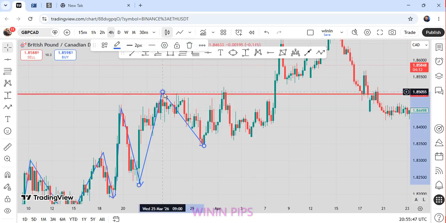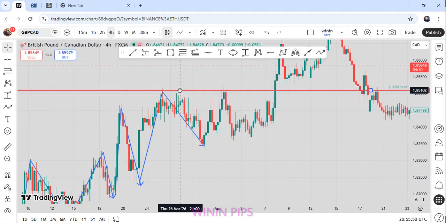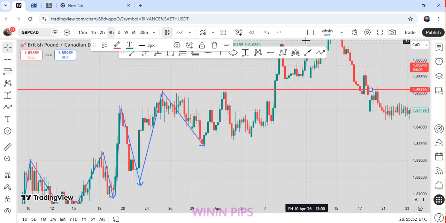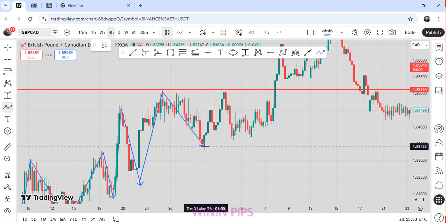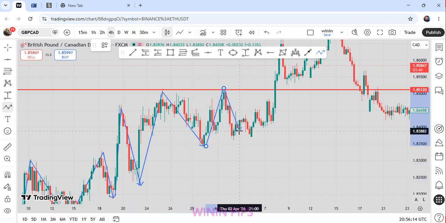Okay, this is our new level. This is our up move. It tested it, but it couldn't close above, so it came back. It also couldn't close below this low. So this is our high, and this is our low.